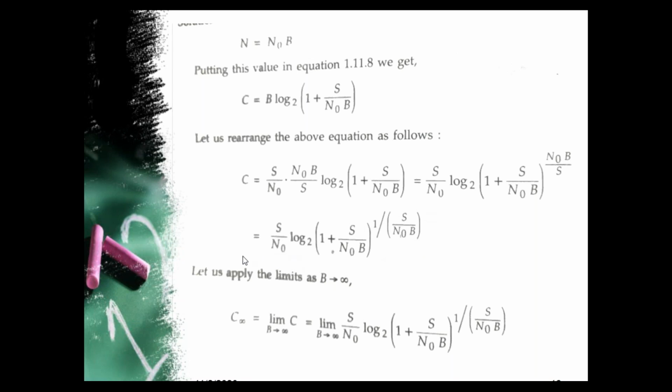Next, let us apply the limits as B tends to infinity. Our aim is to find the channel capacity when the bandwidth approaches infinity. What is the maximum channel capacity of the channel when bandwidth becomes infinite? For that, we apply the limit as B tends to infinity. C infinity represents the channel capacity when the bandwidth approaches infinity.